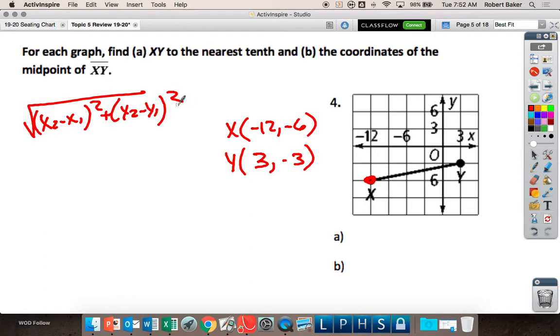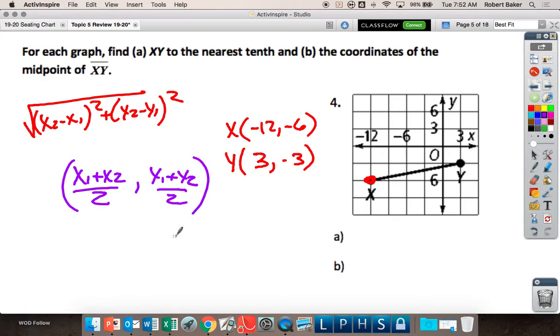So find the distance formula, the distance from X to Y, and we're trying to find the midpoint between X and Y. So carefully working through those questions, making sure you can get accurate answers.